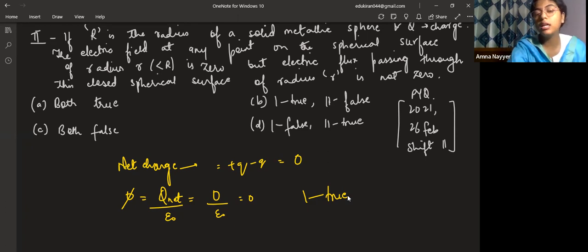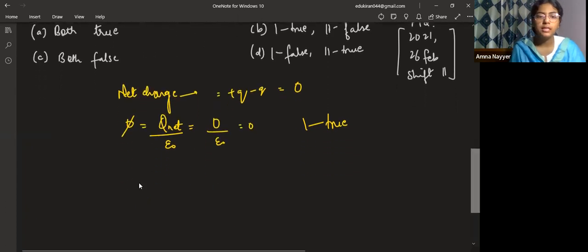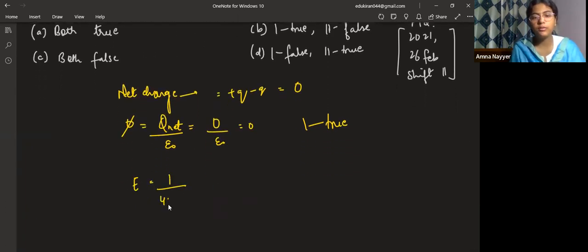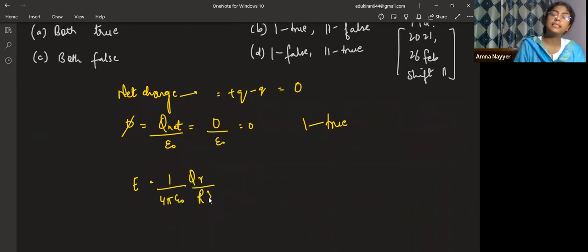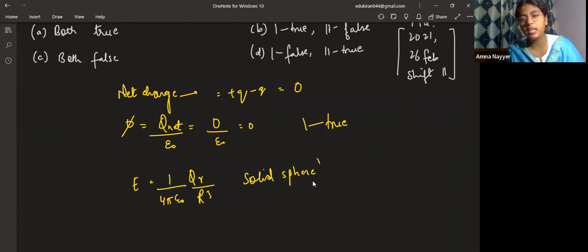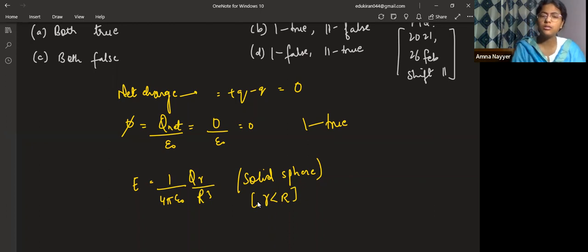When we talk about the second statement that is given, we do have a formula. Electric field is equal to 1 over 4 pi epsilon naught times QR divided by R cube. That is the electric field due to a charged solid sphere. For solid sphere, all the spheres are very important for your entrance exam. Fine. So here radius small r is a condition, so this is non-zero. Clearly this is non-zero. That's why the second is false, because it was saying it is 0. Right. So clearly this is false.